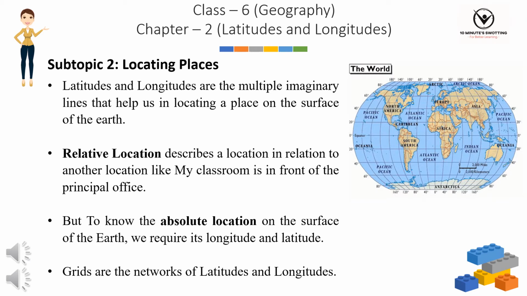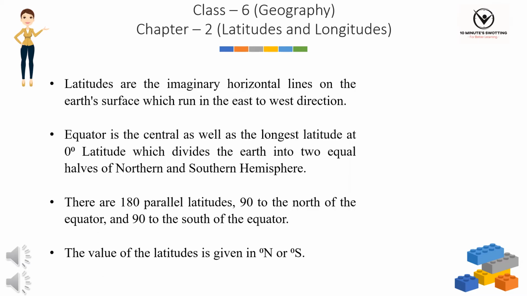Subtopic 2. Locating places. Latitudes and longitudes are the multiple imaginary lines that help us in locating a place on the surface of the Earth. Relative location describes a location in relation to another location, like my classroom is in front of the principal's office. But to know the absolute location on the surface of the Earth, we require its longitude and latitude. Grids are the networks of latitudes and longitudes.